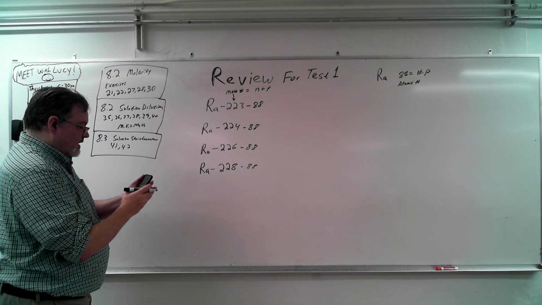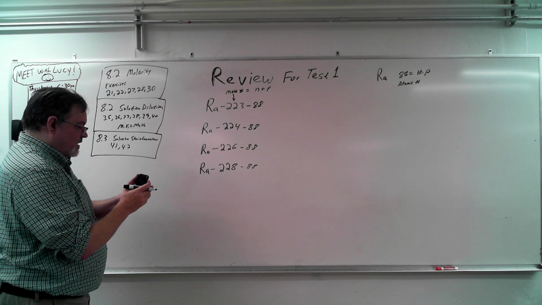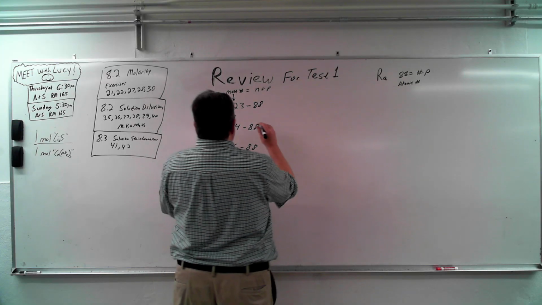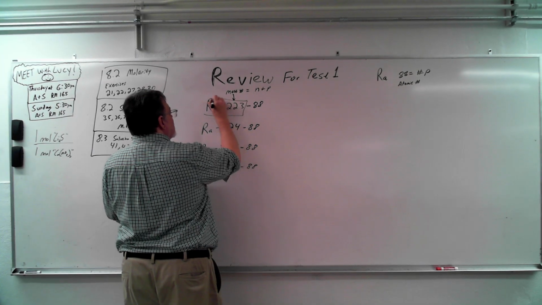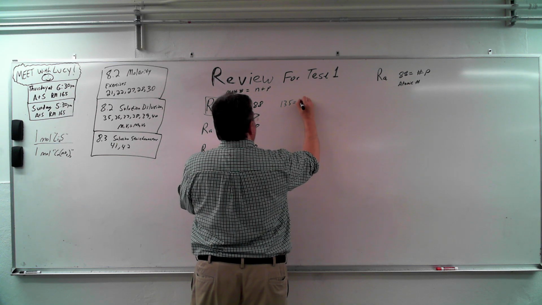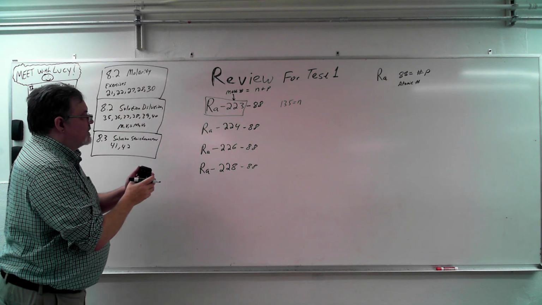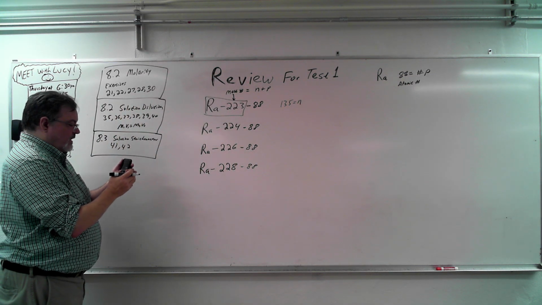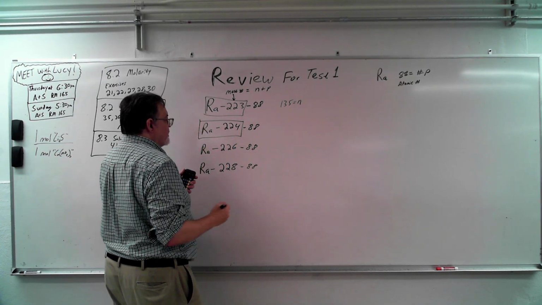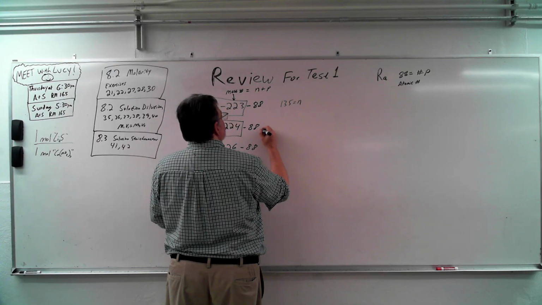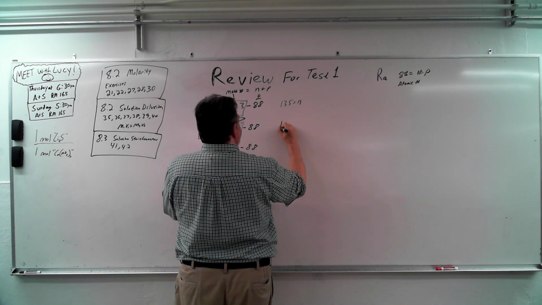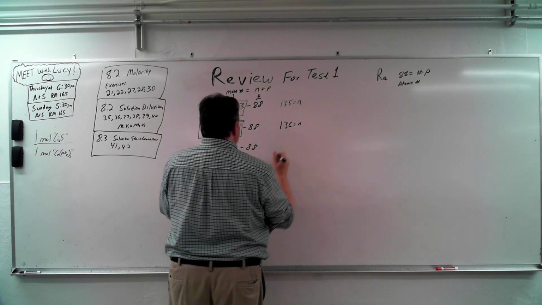I'm going to do it in the calculator so I don't make a mistake. 223 minus 88. So this isotope of radium has 135 neutrons. 224 minus 88. This symbol means the form of radium that has 88 protons and 136 neutrons.